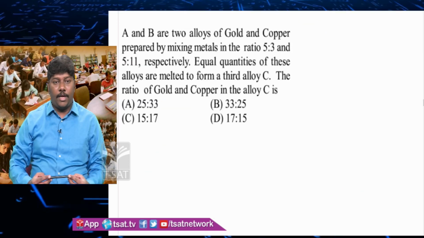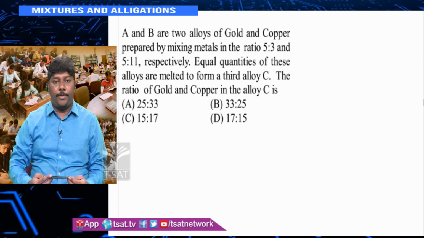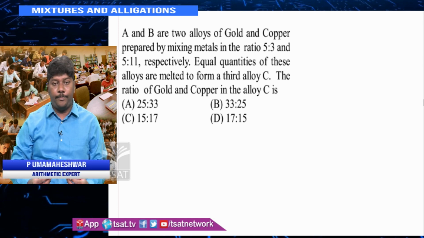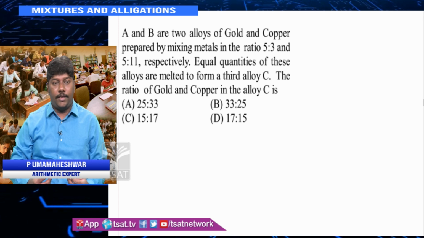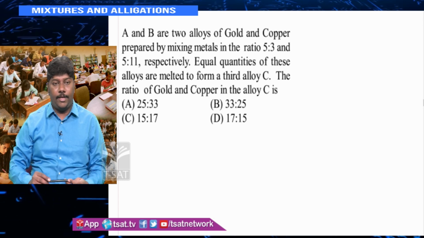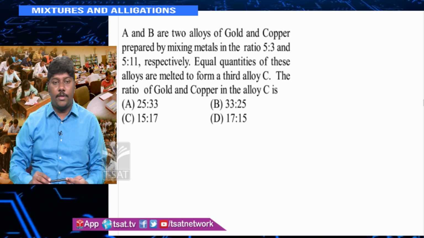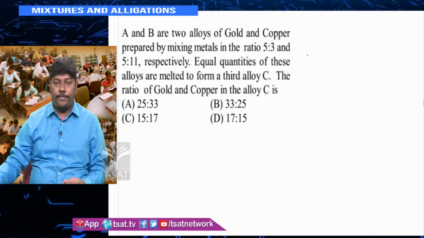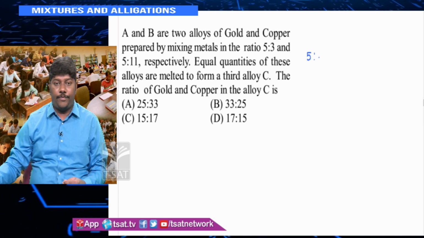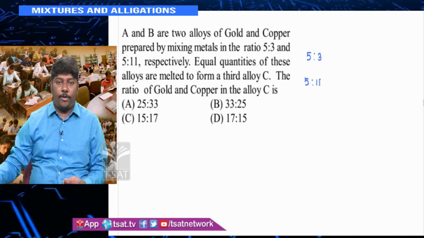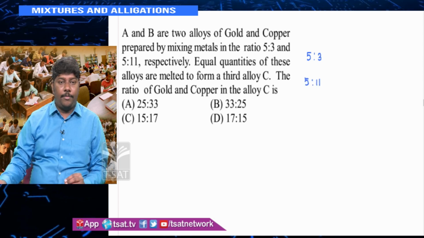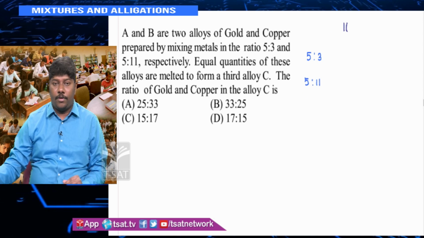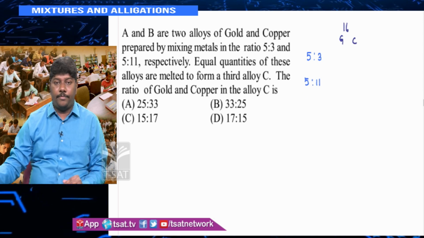Next one, A and B are two alloys of gold and copper prepared by mixing metals in the ratio 5:3 and 5:11 respectively. Equal quantities of these alloys are melted to form a third alloy C. What is the ratio of gold and copper in the third alloy C? So here when they say equal quantities, this is also a kind of mixture. We have seen a lot of problems based on this. You take any number which is a multiple of 8 and 16. Take 16, how much gold and how much copper?